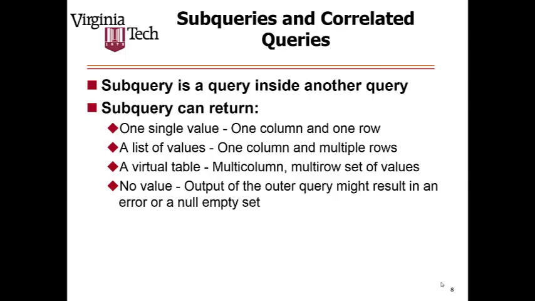And if we had that situation, that would be a subquery. And we'll see some here in a minute. And so a subquery can return one value. It can return a list of values. It can return a whole result set, like a virtual table. And it also could come back with no value. And you're going to design your subquery to fit your condition.